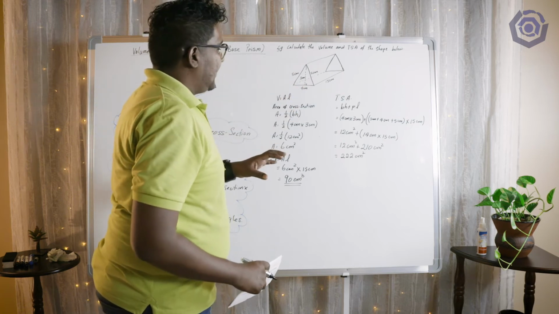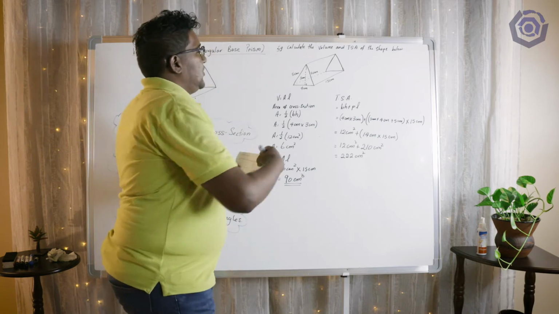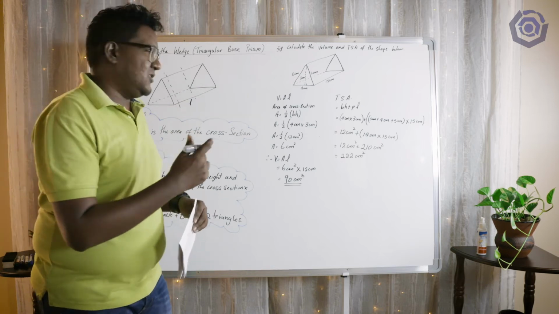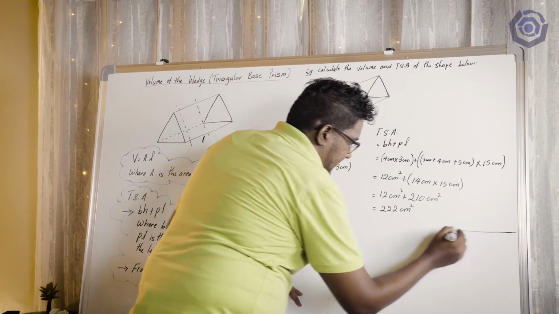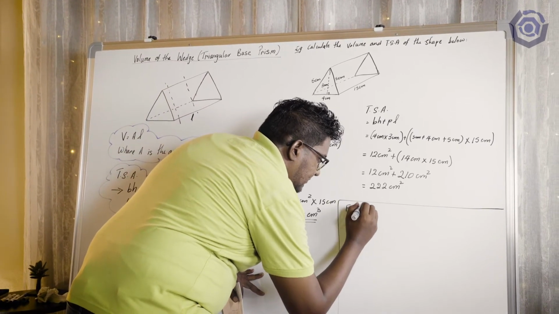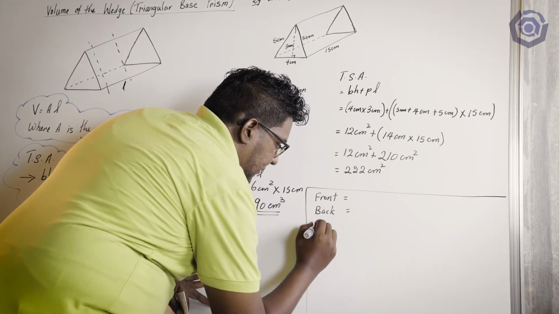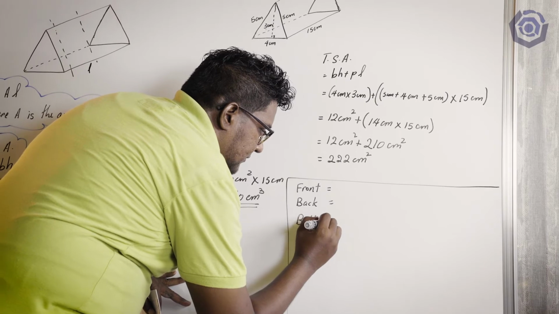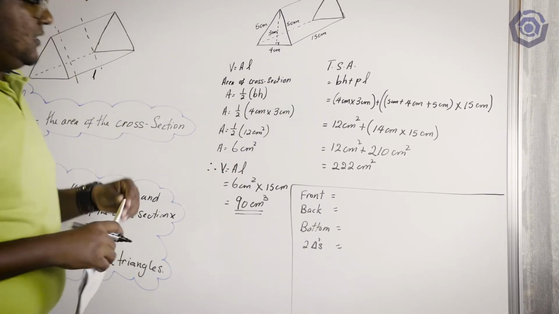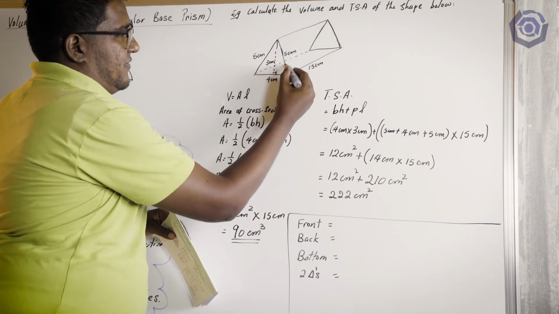Now, let's say you want to just verify if your answer is correct. Remember I said you could just add up all the faces and find the total surface area. Let's just do a quick check. So let me put a box here. So the front, the back, the bottom, and the two triangles.